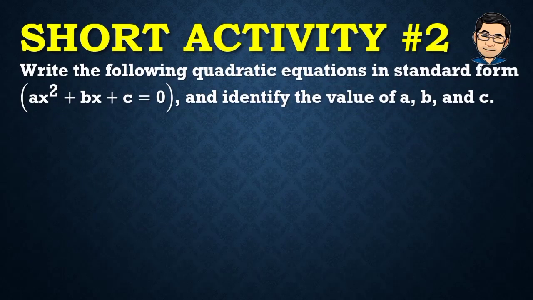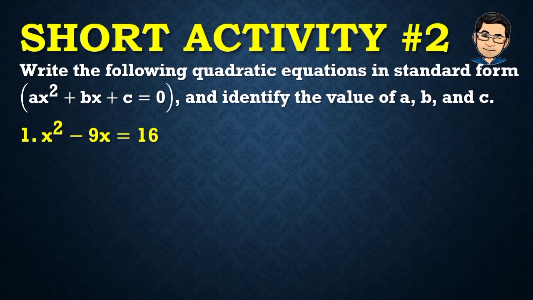Write the following quadratic equations in standard form and identify the values of a, b, and c. Reminder, the standard form of a quadratic equation is ax squared plus bx plus c equals 0, where ax squared is the quadratic term, bx is the linear term, and c is the constant term. Now, let's have number 1: x squared minus 9x is equal to 16.